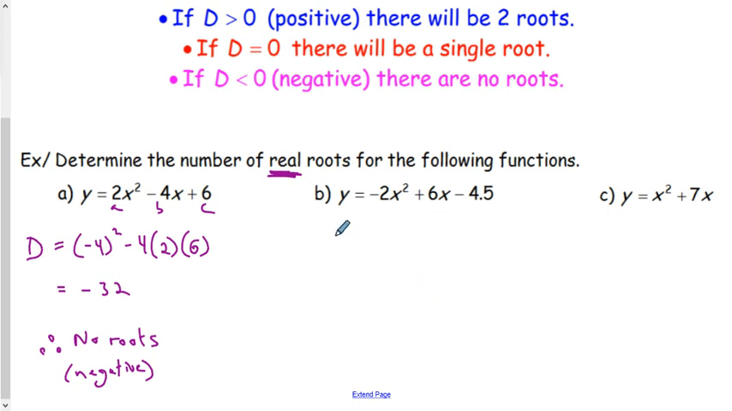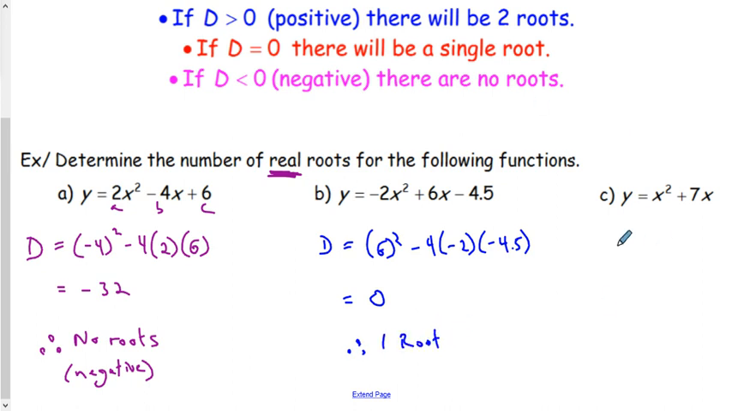Okay, you're back. I'm going to go through these pretty quick. I'm going to say the discriminant for this one is b squared minus 4ac, so b is 6, minus 4 times negative 2 times negative 4.5. What does that work out to? That works out to 0. So we say, okay, therefore 1 root.